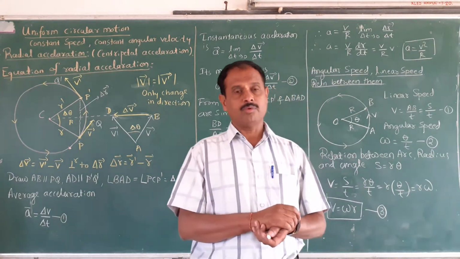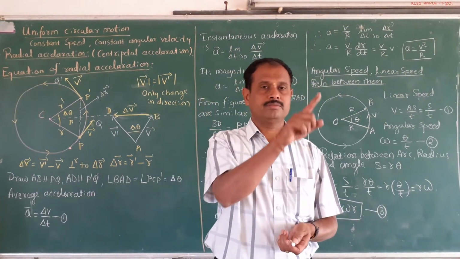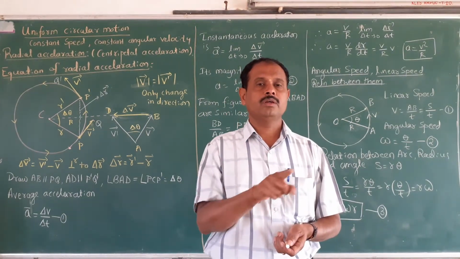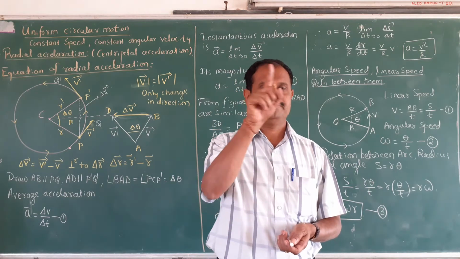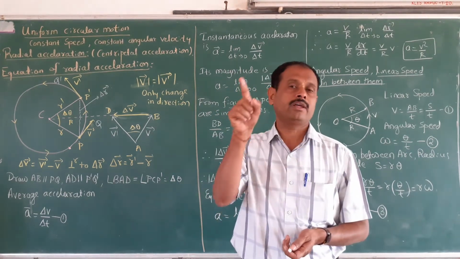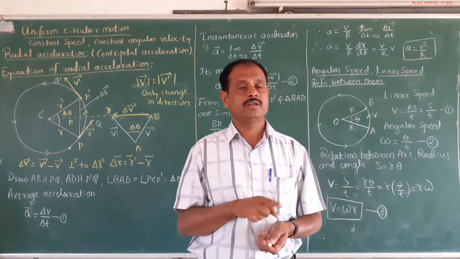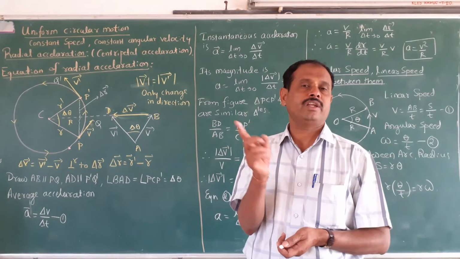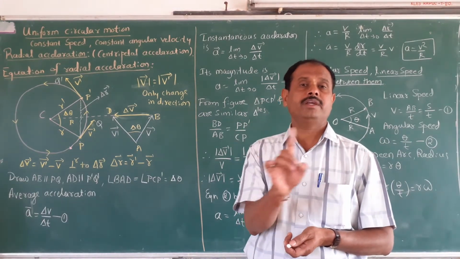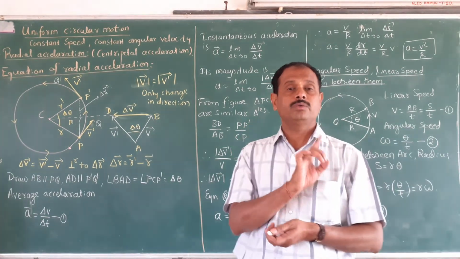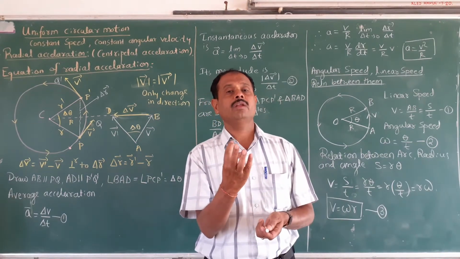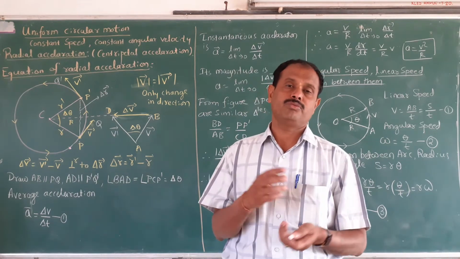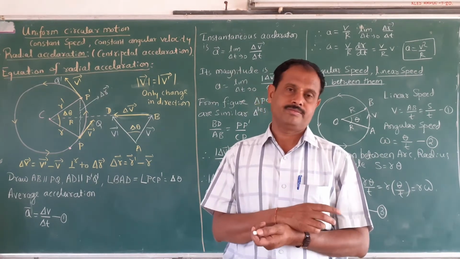Any particle or body that moves in a circular path with a constant speed, or with a constant angular velocity, angular speed, is said to be in uniform circular motion. For example, a rotating fan with the same speed, or a rotating wheel with the same speed. That is an example of uniform circular motion.